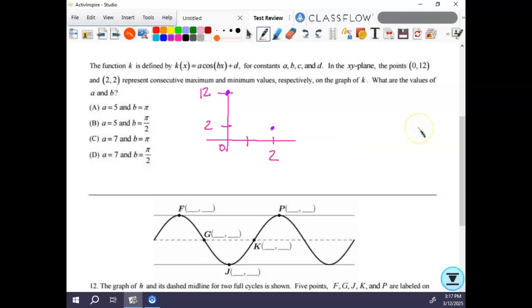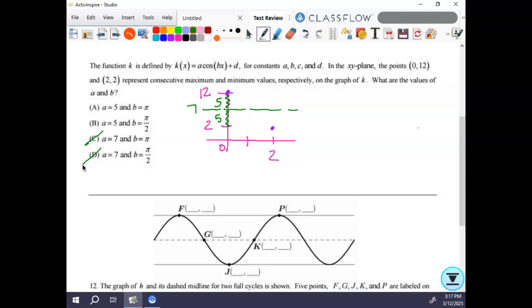It would also be helpful for me to find D, even though nobody's asking me for that. Halfway between 2 and 12, so that is 10 spaces away. So I'd have to go up 5 and be here at 7. And then you want to make sure that you have 5 here and 5 here. So your A is 5.